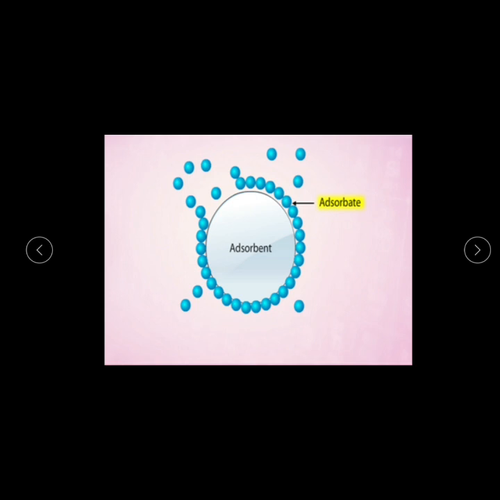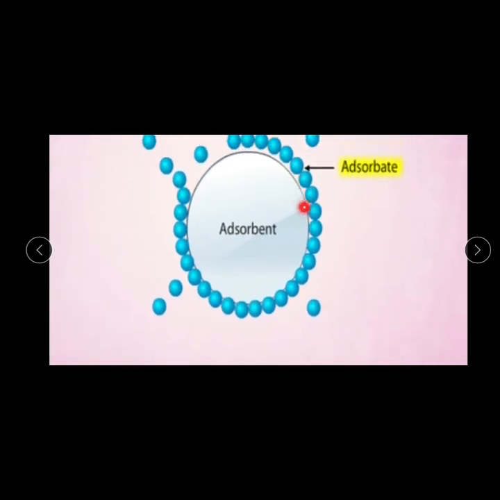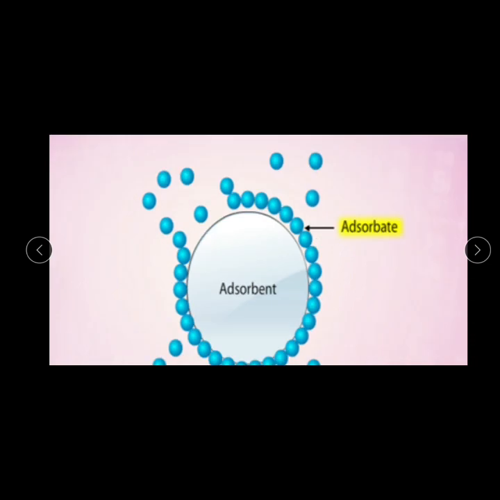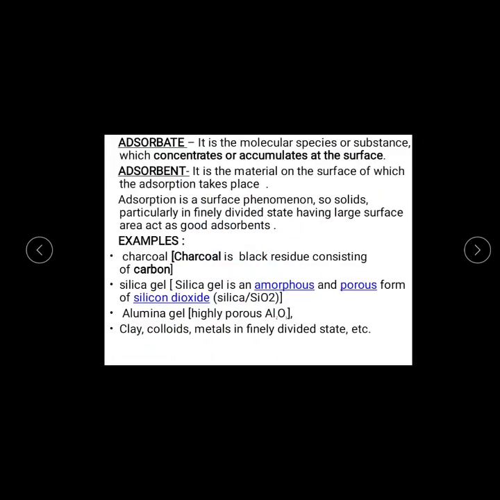Next we come to the terms adsorbent and adsorbate. Now the picture itself helps you to define the terms adsorbate and adsorbent. Adsorbent provides the surface to get accumulation of the adsorbate. So now we define adsorbate. It is a molecular species which concentrates or accumulates on the surface. And adsorbent we wrote inside the circle. So, it is a material on the surface of which adsorption takes place.